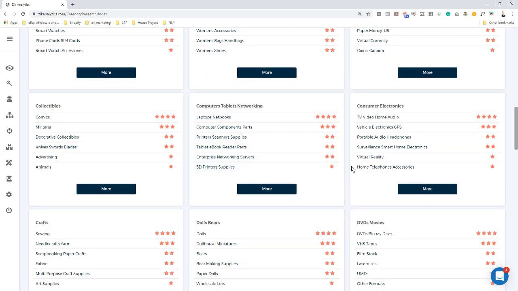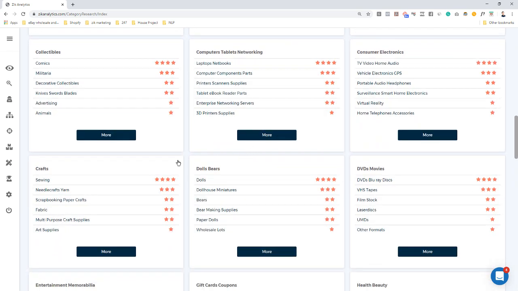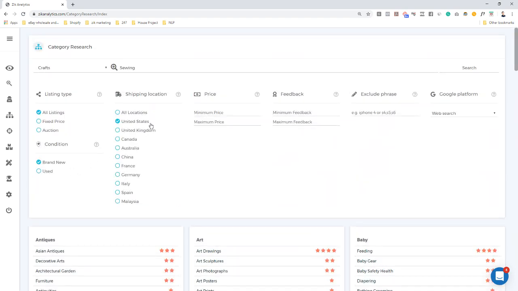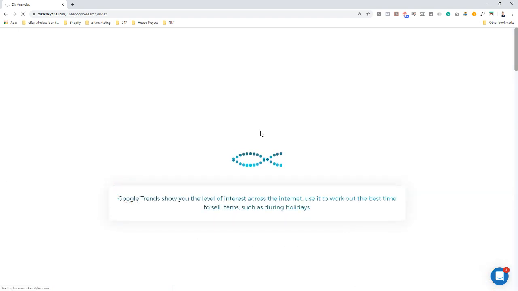Let's go for, I don't know, crafts, for example. And in crafts, I'll go for sewing. Okay? Sewing, it's a subcategory inside crafts, and there is a lot of information, I believe. Let's check it out. I hit the search button and immediately get results.